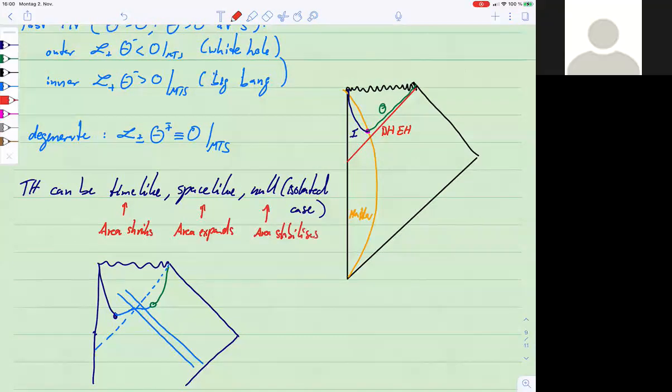Yeah, I actually got confused with the direction of the null normals that you drew to S in that picture. For a space-like case, both of them should be pointing inwards, I suppose. Because the normal to S, each two-dimensional spatial leaf S, should be a space-like vector, which is tangent to the three-dimensional dynamical horizon if it's space-like. So that was a technicality I missed. Yeah, thanks. Okay.